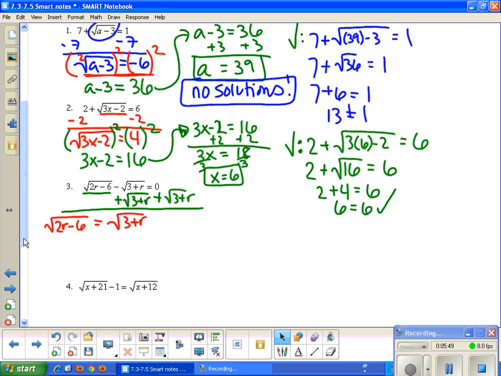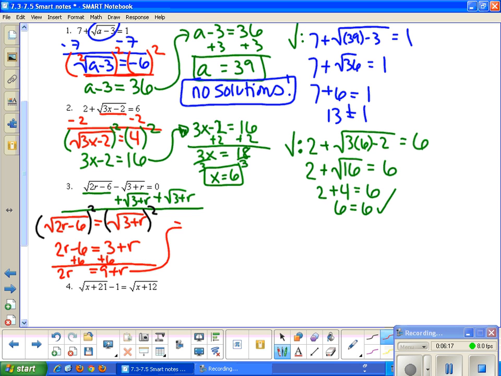Since the index is 2, that means I'm going to square both sides. When I do that, notice that gets rid of both my radicals in this case because they're both square roots. So you get 2r minus 6 equals 3 plus r, and then you're just solving your equation. So I'm going to add the 6. I get 2r is equal to 9 plus r, and then got to solve. So I'm going to subtract the r. And I get r is equal to a value of 9.